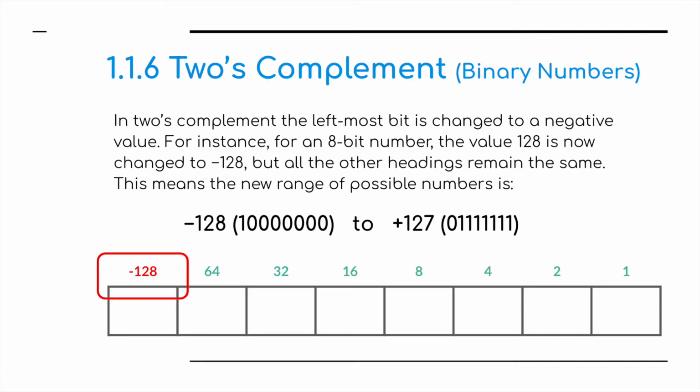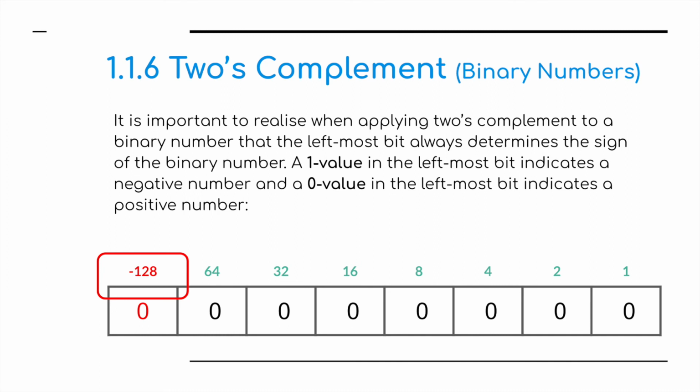And here we can see that minus 128 would be one lot of minus 128 and nothing in the other columns, whereas plus 127, the biggest positive number we can have, would be no lots of 128 and all the rest of the columns being filled in with 1s. It is important to realise when applying 2's complement to a binary number that the leftmost bit always determines the sign of the binary number. As I've just said, a 1 value in the leftmost bit indicates a negative number, and a 0 value in the leftmost bit indicates a positive number. I can't emphasize this enough.